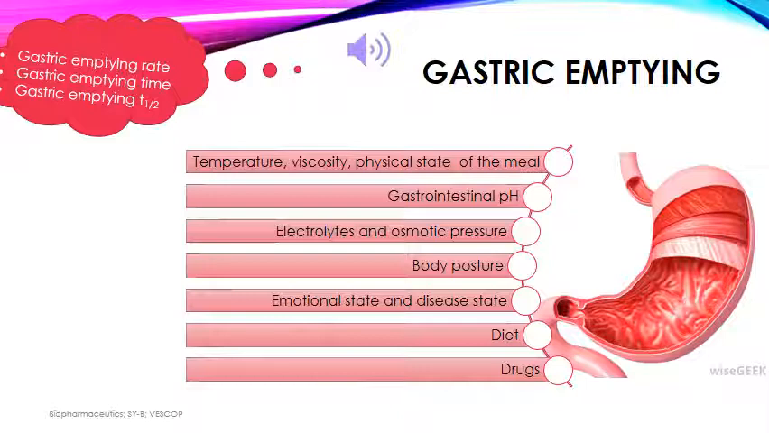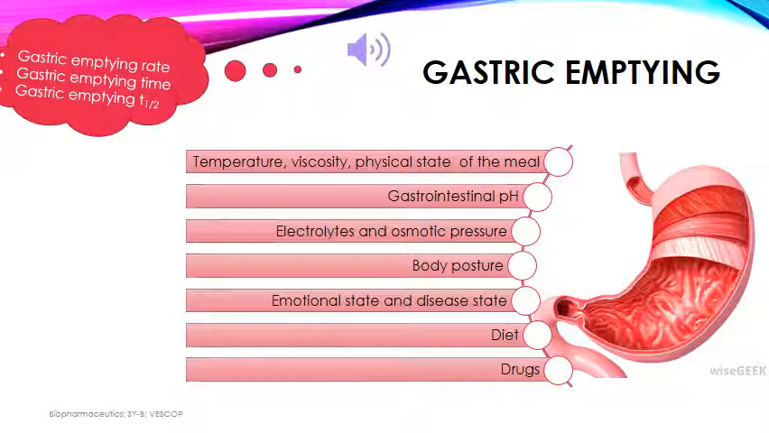So viscous materials generally empty at a slower rate in comparison to less viscous materials. Then amongst fats, proteins and carbohydrates, fats decrease the gastric emptying and carbohydrates have the fastest gastric emptying. First is carbohydrates, then comes the proteins and then comes the fats.